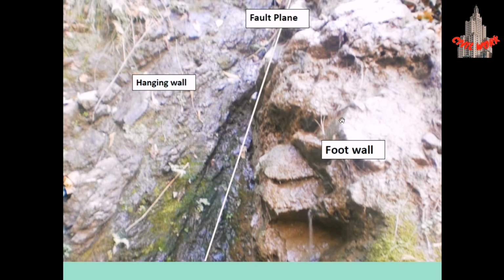Here we have a concept of a fault plane. Then we have the hanging wall and the foot wall. Hanging wall is the rock which is above the fault plane, and the rock which is below the fault plane or fault zone is called a foot wall.